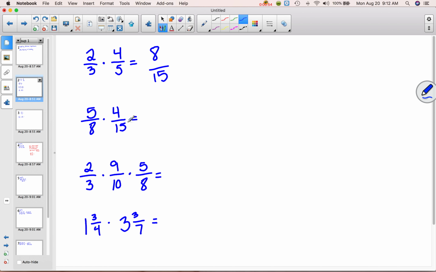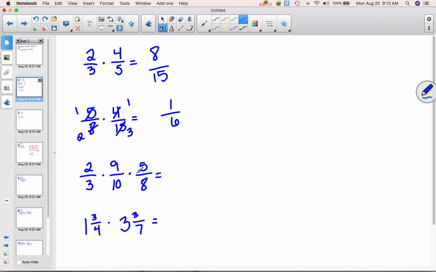5/8 times 4/15. Notice that we can simplify the 4 and the 8. It's like having a 4 divided by 8. It can simplify to 1/2. So 4 goes into 4 one time, 4 goes into 8 two times. Now notice the 5 and the 15. 5 goes into 5 once, 5 goes into 15 three times. Now you multiply straight across and we get 1/6.